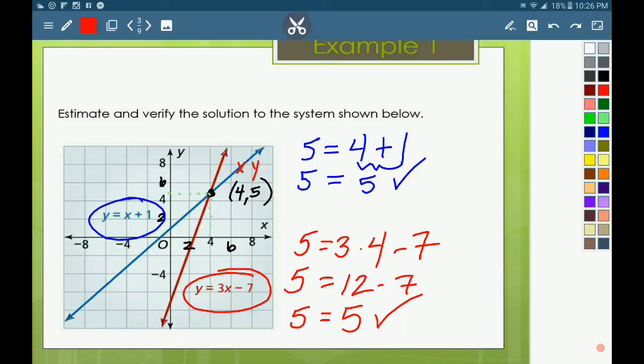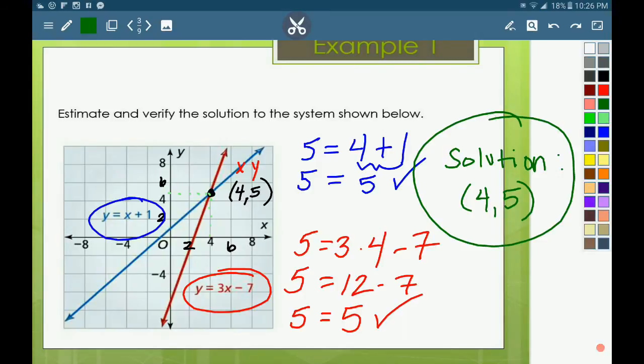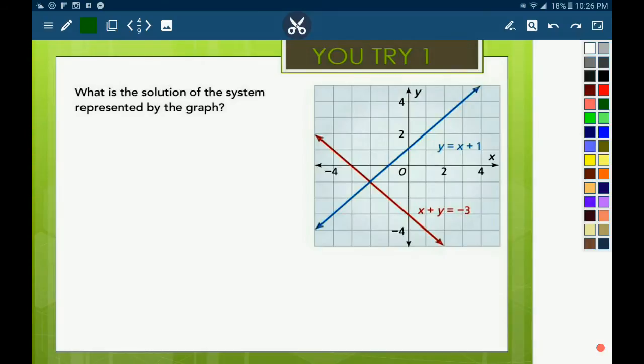So the solution to this system, I'm going to write off to the side, is going to be the point (4, 5). All solutions should be written as a coordinate pair. Make sure you do that. Don't just write x equals 4, y equals 5. And make sure you put the parentheses around the coordinate so I know it's an ordered pair. Let's have you give this a try in your U-Try.